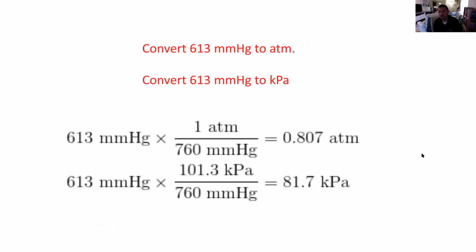Here are another 2 examples. Convert 613 millimeters mercury to ATM. Convert 613 millimeters mercury to kPa. This is the setup. You're always multiplying by a fraction. The unit you want is always on top. And where do I get these numbers from? These equivalences will not change. So just make sure you have them down.